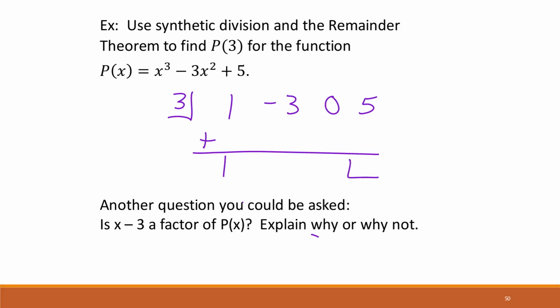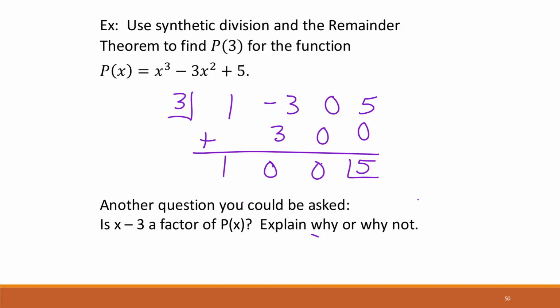So we have 1 times 3 gives us 3. So negative 3 plus 3 is 0. 0 times 3 is 0. 0 plus 0 is 0. 0 times 3 is 0. 5 plus 0 is 5.